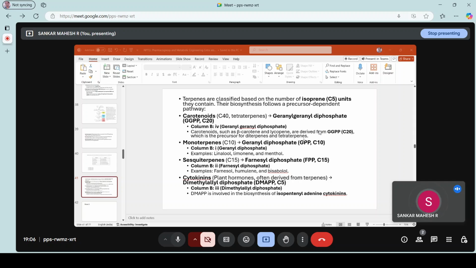Next we have monoterpenes, which is C10, which is geranyl diphosphate. Then we have sesquiterpenes, which is in between both. That is C15, which is farnesyl diphosphate. Then finally we have cytokinins, which are the plant hormones. To this belongs DMAPP, which is dimethylallyl diphosphate, which is the initial precursor. It is C5.